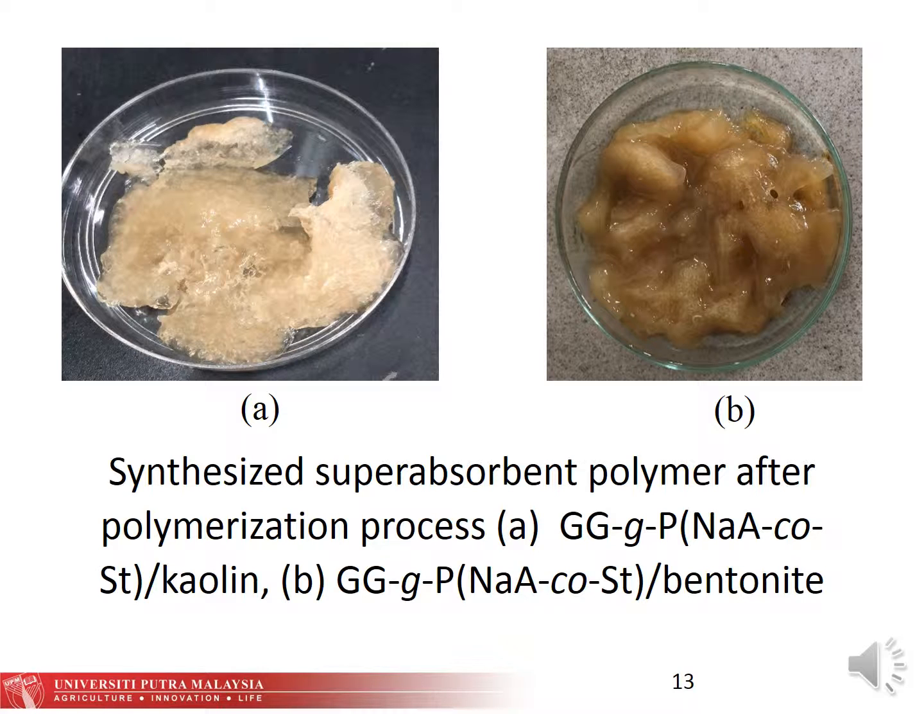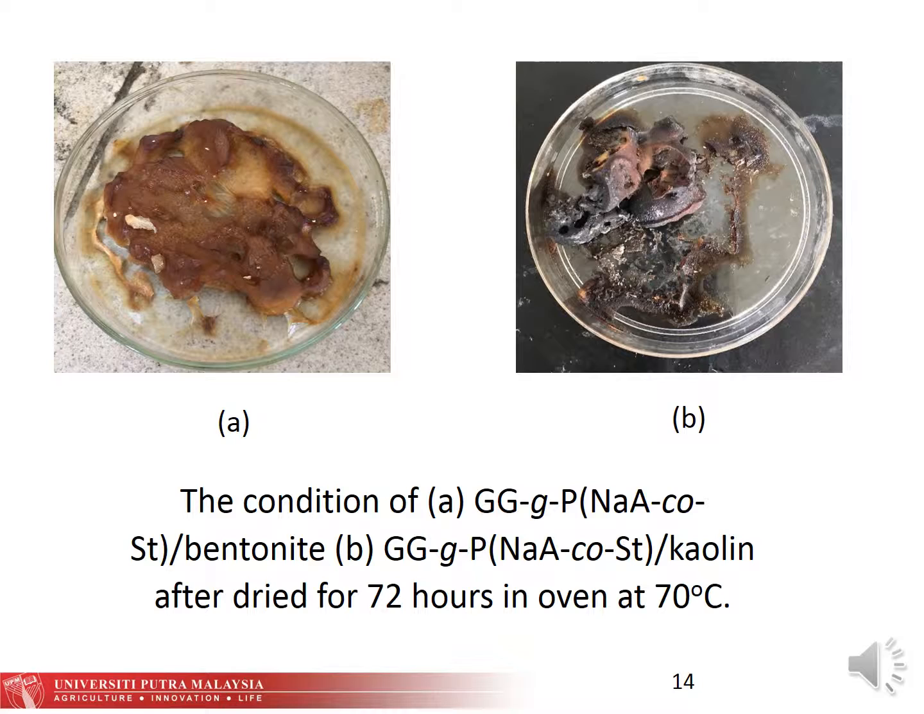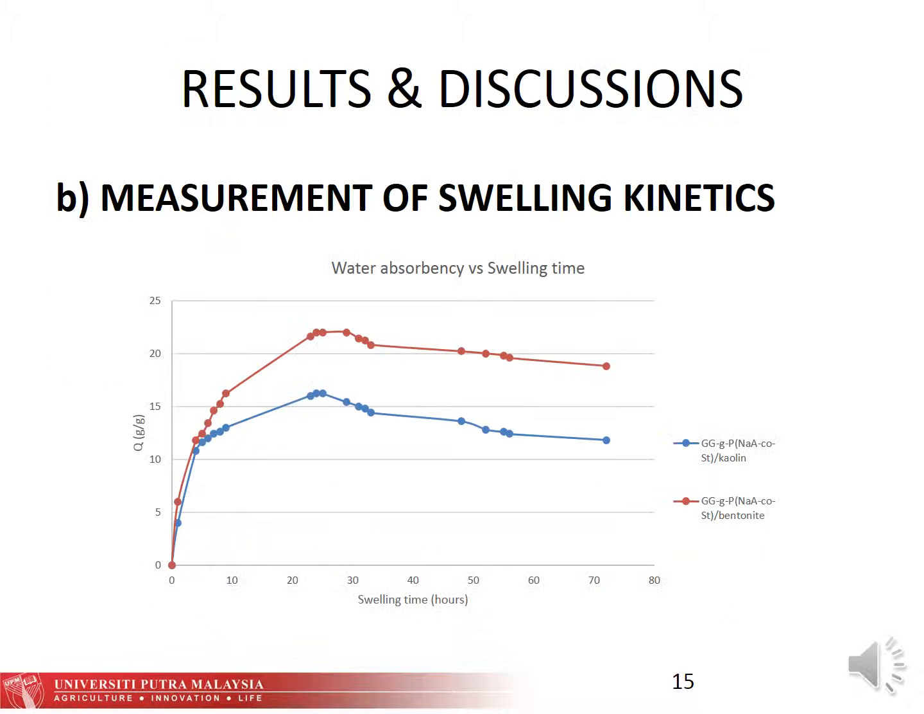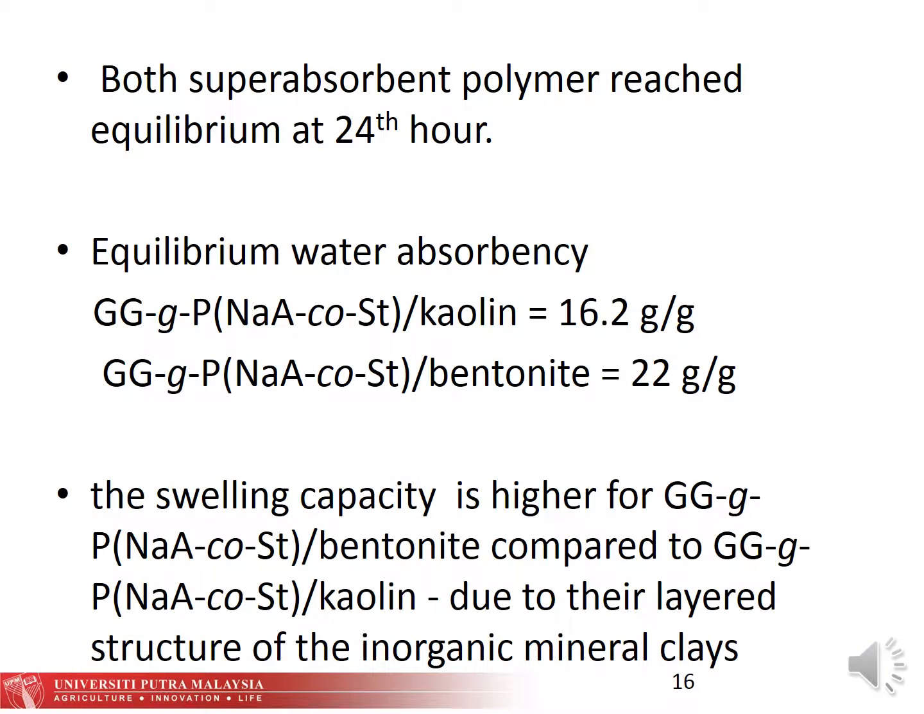So this is the image of the superabsorbent polymers after the polymerization process and before, and this is the image after drying for 72 hours in an oven at 70 degrees Celsius. So the texture will become hard and the color will become darker. For the measurement of the swelling, both superabsorbent polymers reach equilibrium at the 24th hour.